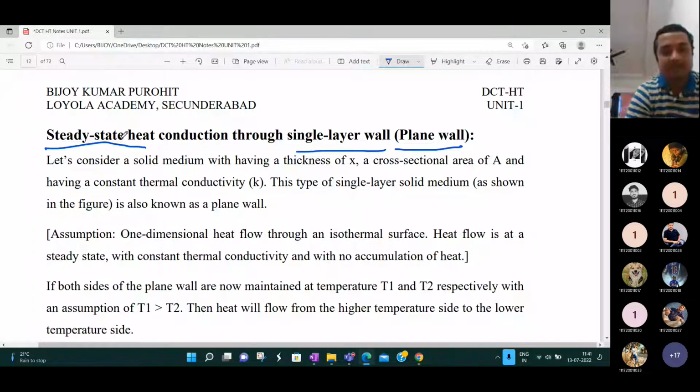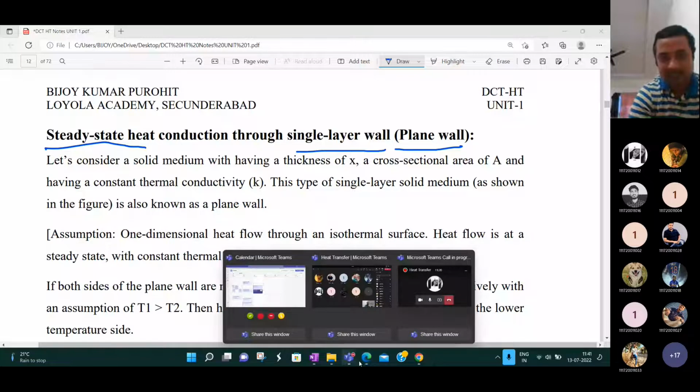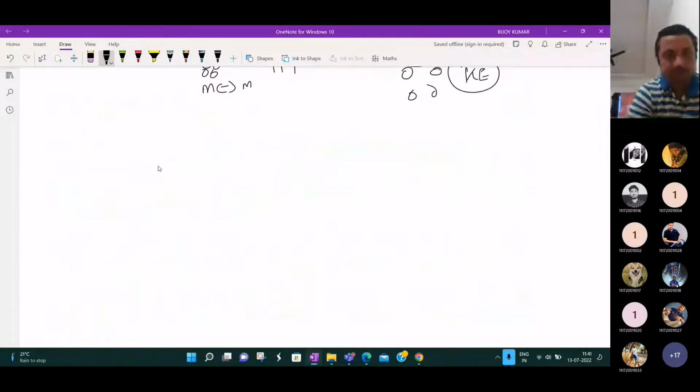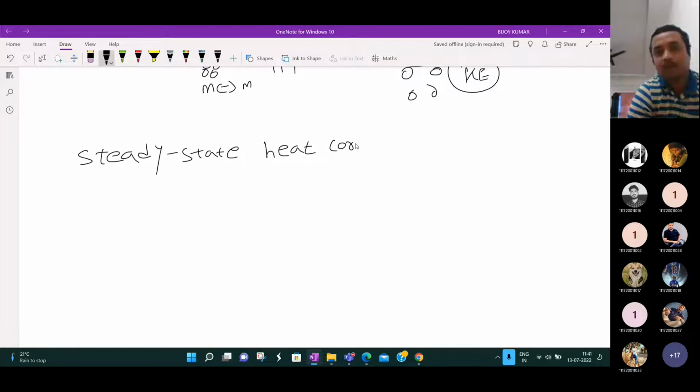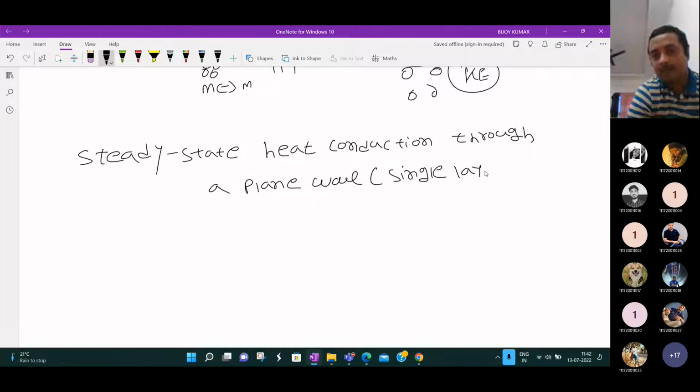So before that, let us discuss what do you mean by steady state heat conduction through a plane wall. What is a plane wall? It means a single layer wall. This is the 10 marks question.